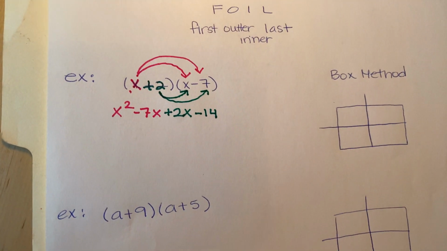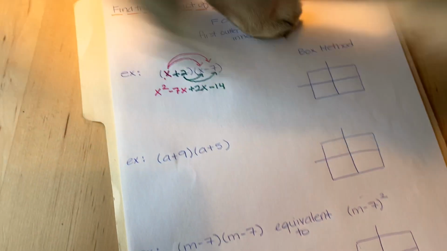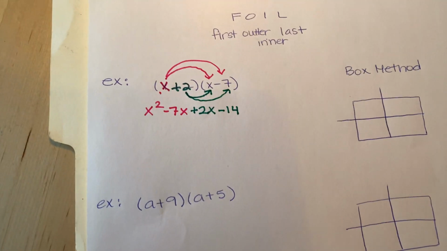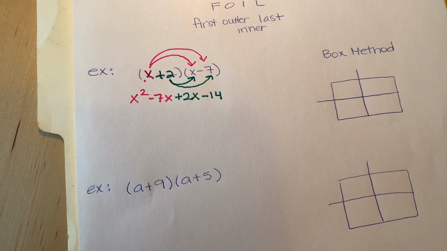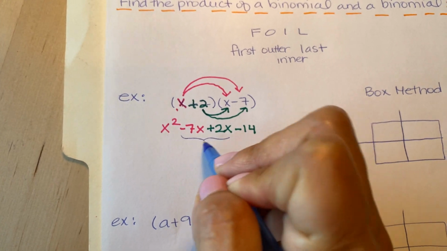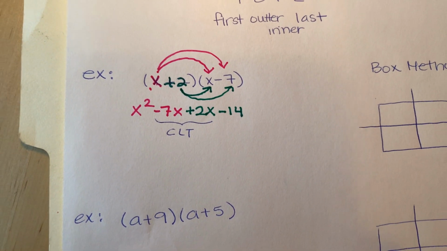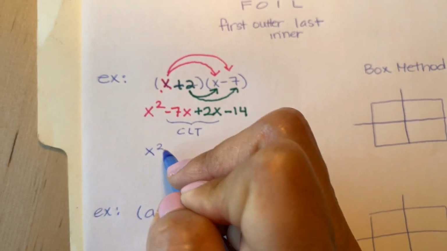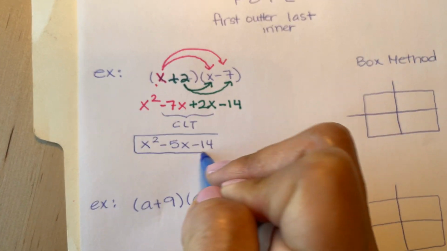And so now you have your 4 terms, and as usual, you're going to go ahead and combine like terms. So if you notice, these two are both x terms, negative 7x and positive 2x. So x squared minus 5x minus 14, and there is your answer.